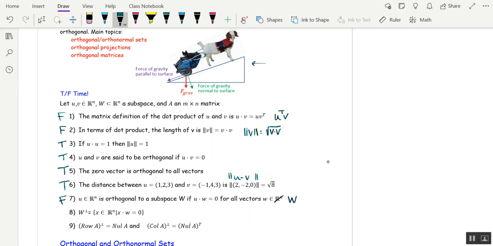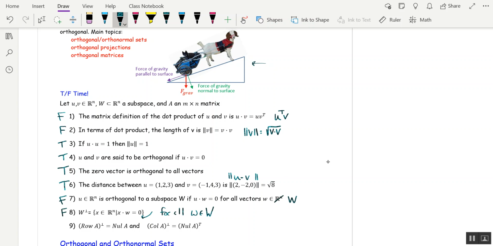And in fact, here's W perp. W perp, the orthogonal complement, is the set of all x in R n such that x dot W is 0. It's false because there's a missing piece. This part's true. X dot W has to be 0, but it has to be for all W contained in W. And we learned last time that you don't actually have to check all W, you just have to check a spanning set for W.